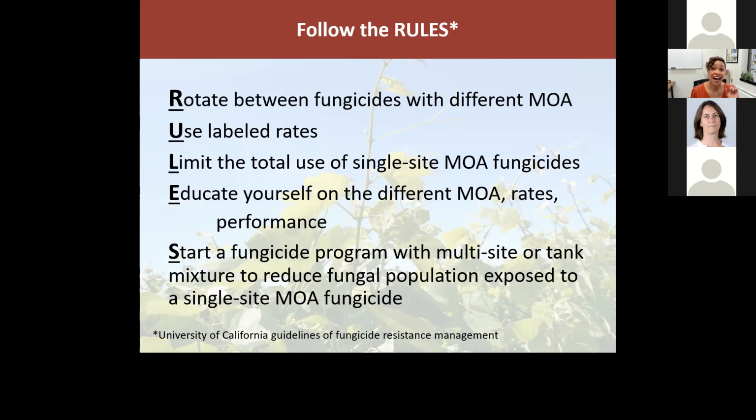We tend to save that high end of the label rate in situations that we consider critical periods for disease control. So every crop is going to have critical periods to control certain diseases, and that's when you want to use that high end of the label rate. And under low disease pressure situations, you can use the lower end of that range. Again, limit the total use of those single site mode of action fungicides, and then educate yourself on the different modes of action that are available to you, the different rates and the performance.